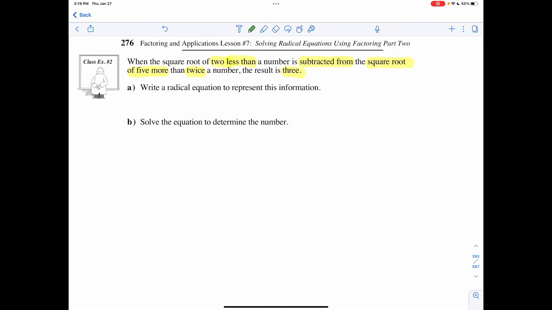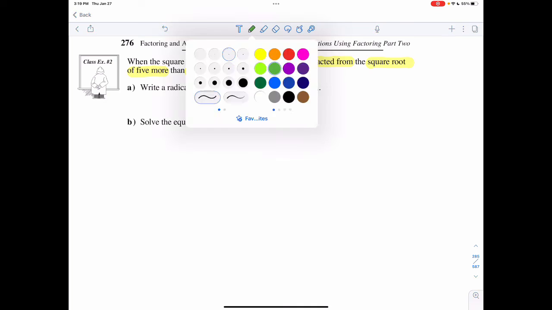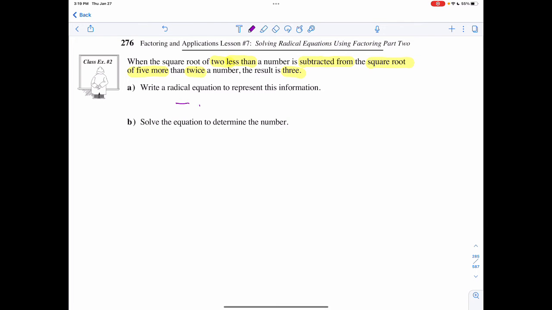Well, first we need to decipher this. When the square root of 2 less than a number is subtracted from, that means that I'm taking that away from something else. 2 less than a number is whatever that number is minus 2. It's subtracted from the square root of 5 more than twice the number. And then the answer I'm left with is 3.